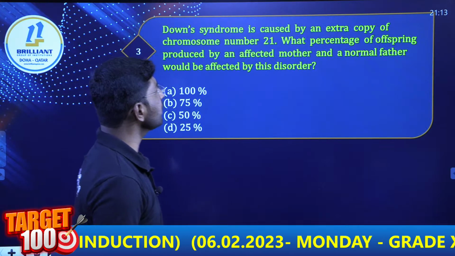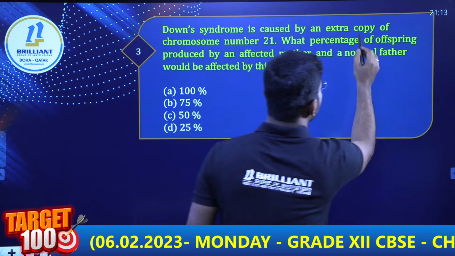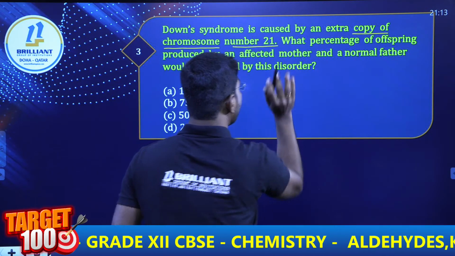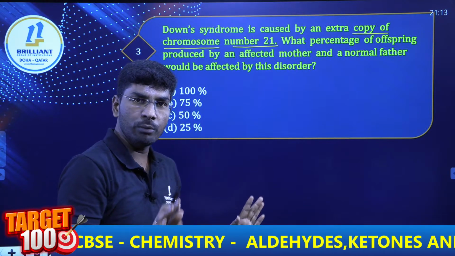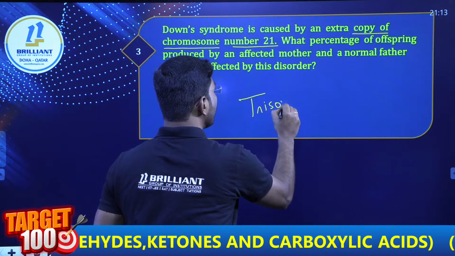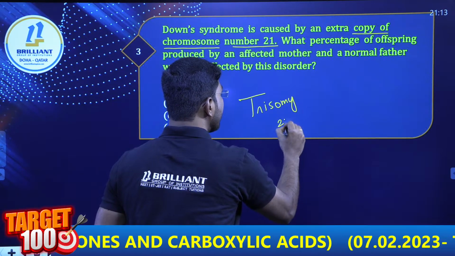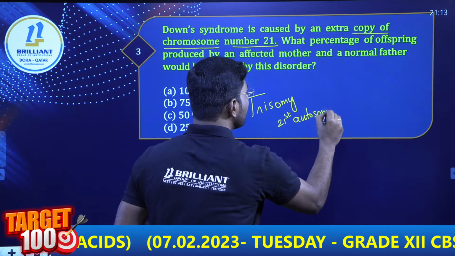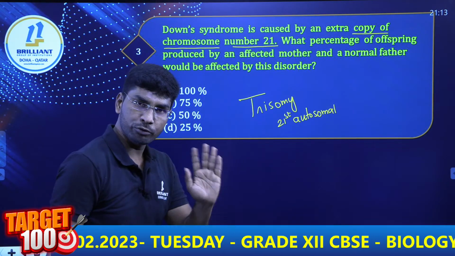Down syndrome is caused by an extra copy of chromosome number 21. Fine. It is Down syndrome. We also call it a trisomy. Yes, it is trisomy. What type of trisomy? 21st autosomal trisomy. Done.